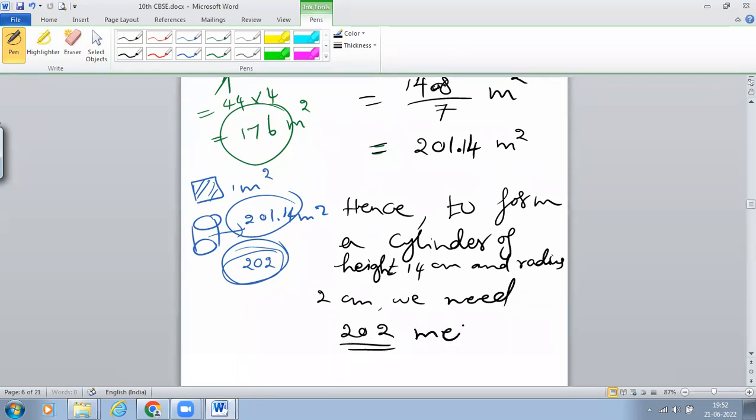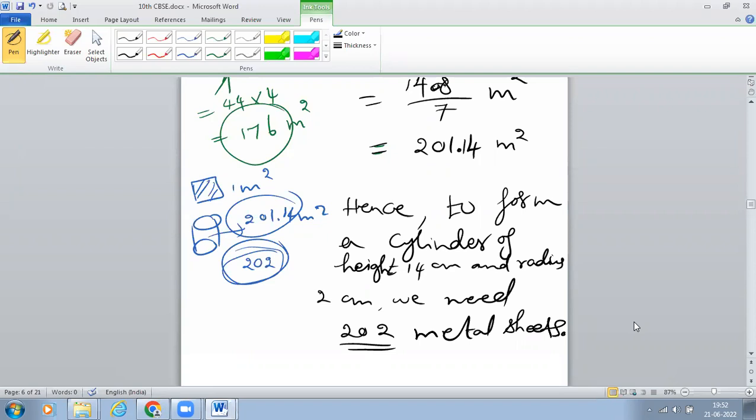How many metal sheets we need, ma? 202 metal sheets. This is the answer. 202 metal sheets of size 1 meter cross 1 meter are needed. We need 202 metal sheets of size 1 meter cross 1 meter. This is the answer.